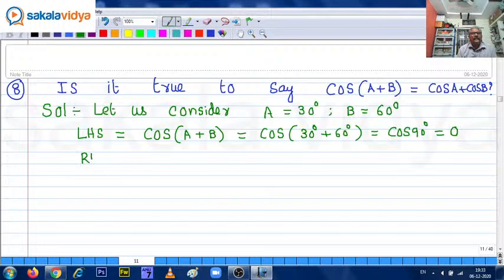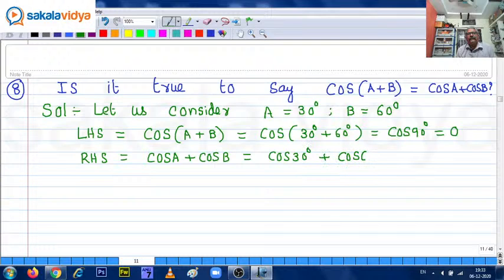So now right hand side RHS, cos A plus cos B, means cos 30 plus cos 60. Cos 30 is root 3 upon 2. Cos 60 is 1 upon 2. This will be (root 3 plus 1) by 2, which can never be 0. So LHS does not equal RHS.